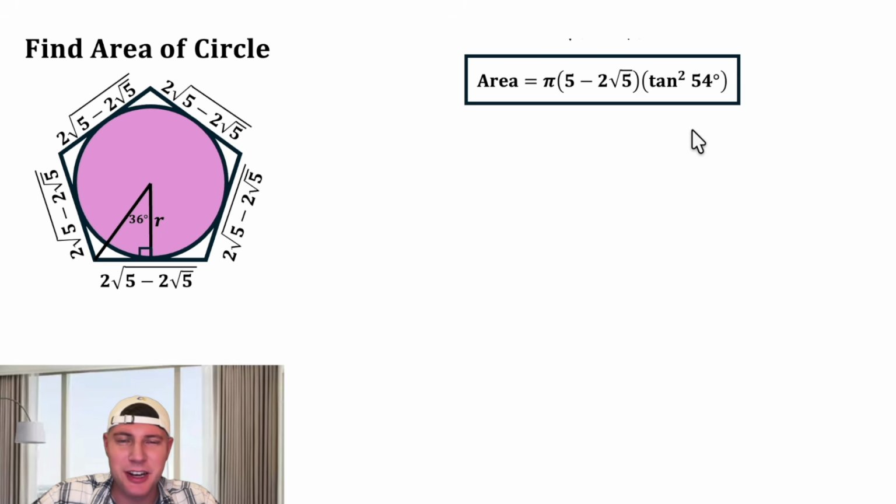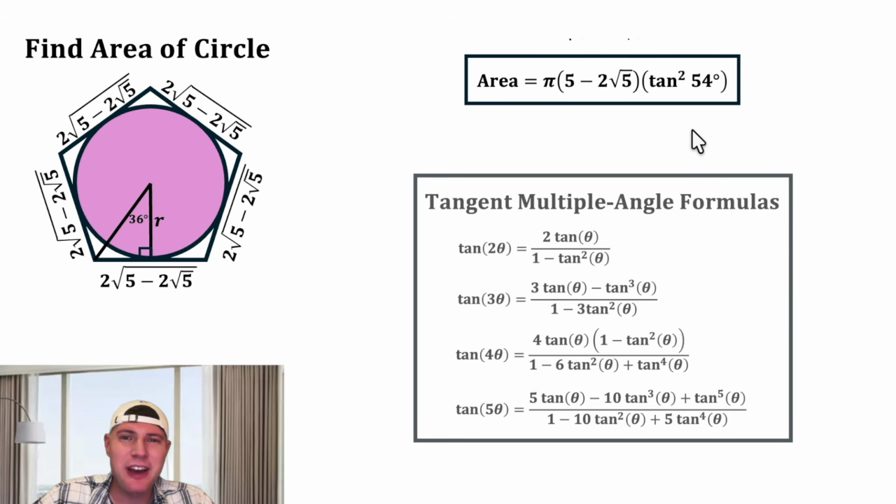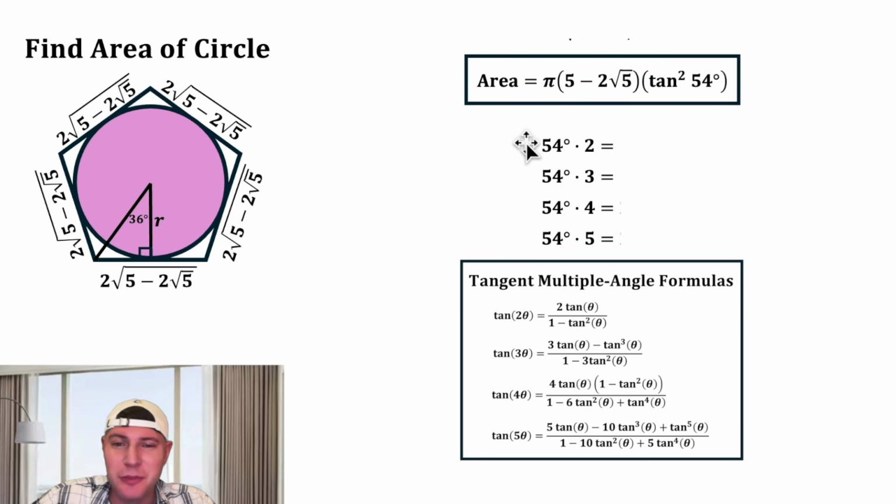Find a way to simplify this tan squared 54. There's one fun trick you can always do. Since we have double angle formulas, triple angle formulas, quadruple angle formulas, quintuple angle formulas, and so on, you can try multiplying whatever angle you have times different numbers to see if you get something you recognize. So we can do 54 times 2 or 3 or 4 or 5. 54 times 2, we get 108. I don't know how to do anything with that. 54 times 3 is 162. Same thing, I'm not sure what to do with that.